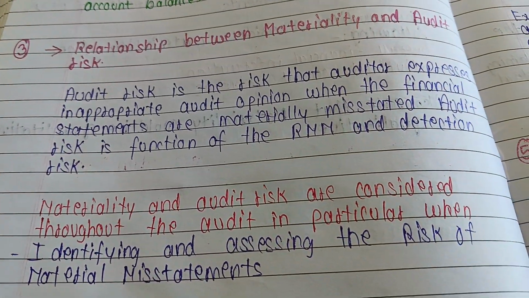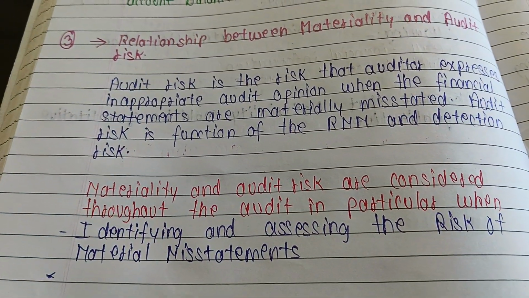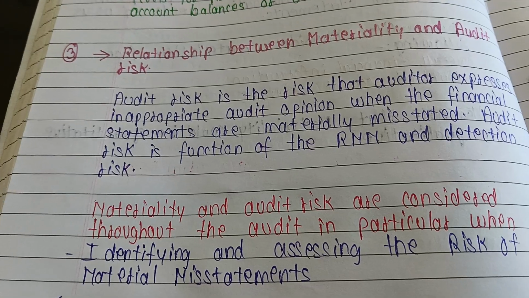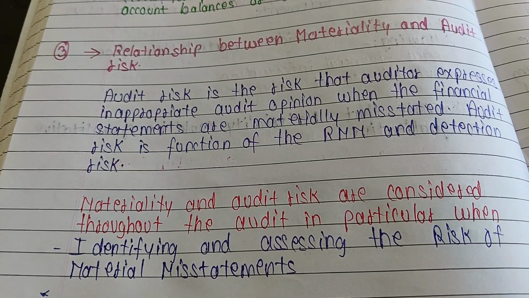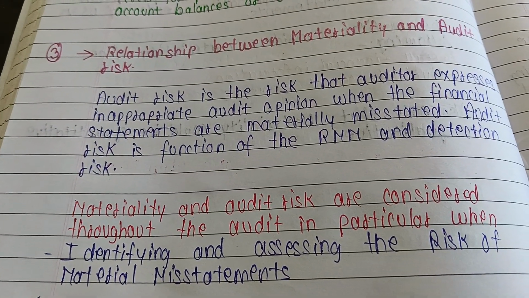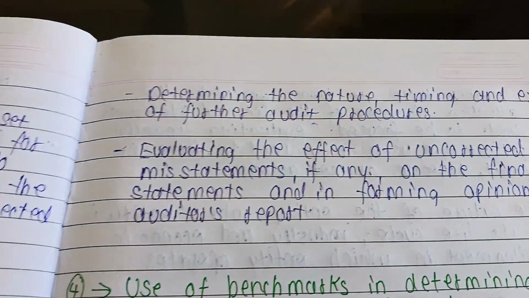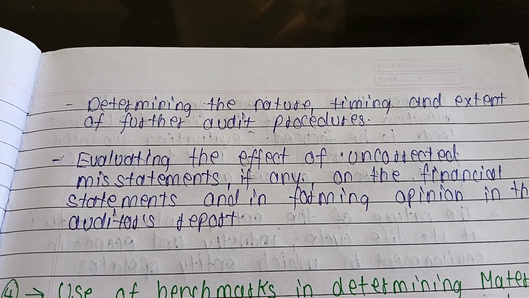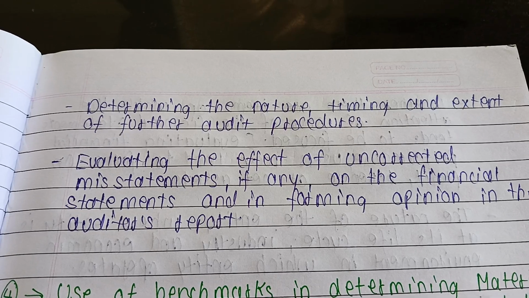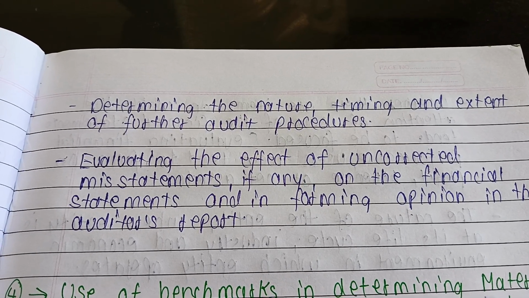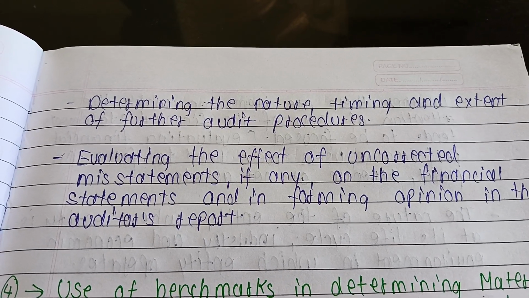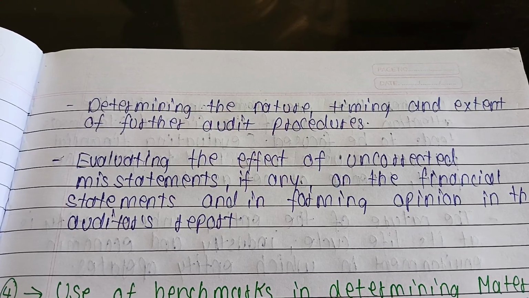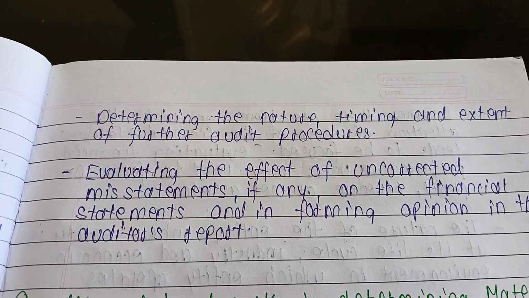Materiality and audit risk are considered throughout the audit, in particular, when identifying and assessing the risk of material misstatements, determining the nature, timing, and extent of further audit procedures, evaluating the effect of uncorrected misstatements, if any, on the financial statements, and forming the opinion in the auditor's report.